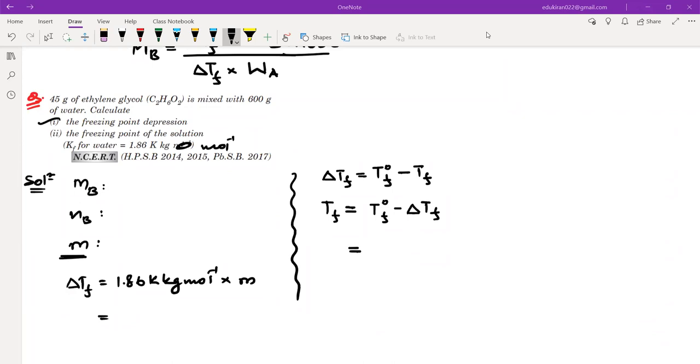Delta TF aapne bheja hai. You have sent me the delta TF. It's a bit, now it is fine, Khalil, correct. That is the molar mass for. No, Khalid, nahi. Molality is not right. What is the molar mass for ethylene glycol, Khalid? Molar mass for ethylene glycol?